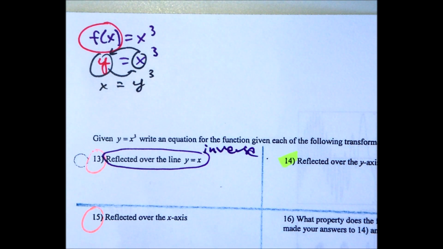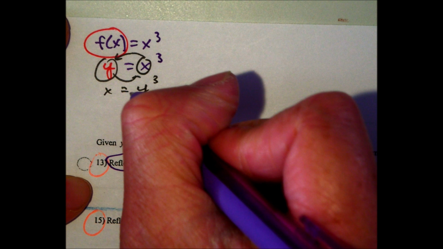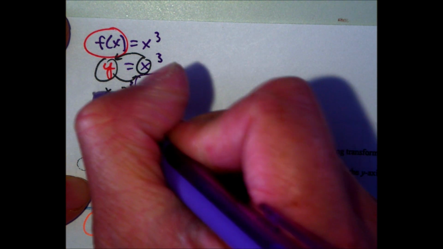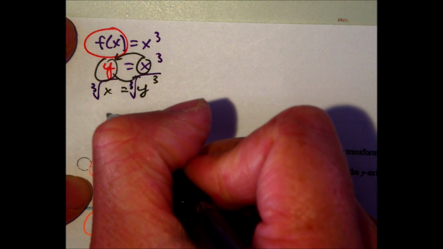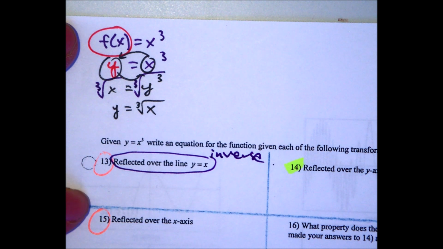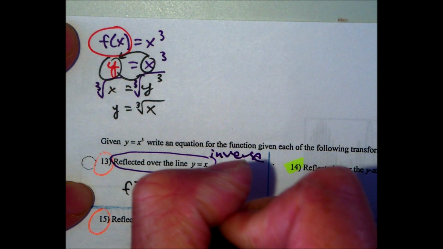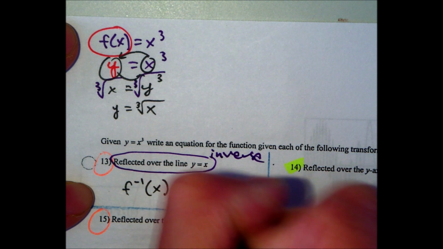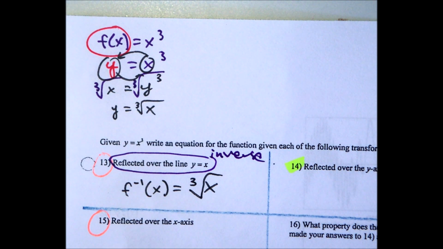Someone said, how do you get rid of that 3? Well, if it was a 2, you would take the square root, so this one they call a cube root. You have to put that little 3 there. Okay? So our answer is y equals the cube root, with the little 3 there, of x. And if you wanted to make it really fancy, then we replace the y with the inverse of x. So this is our answer. Raise your hand if you got that. Good job.